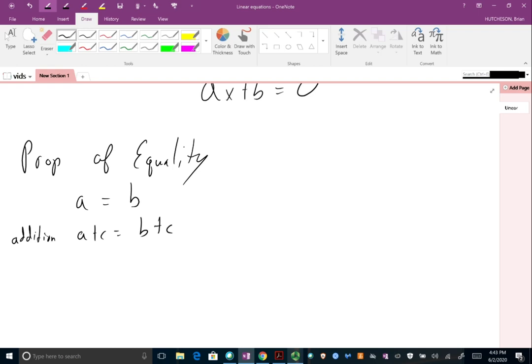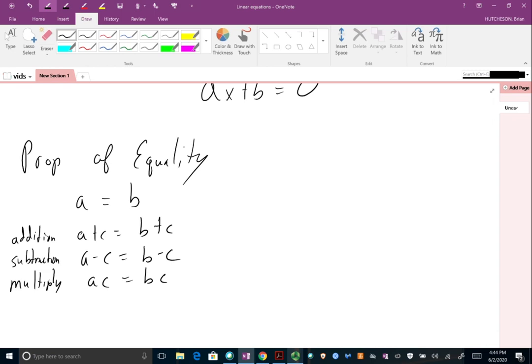Well, if I can add, I can subtract, right? So we have subtraction, which says if you subtract from one side, you better subtract from the other side. It keeps everything in balance. We can multiply. I can do A times C. So I still have the A and the B, and I multiplied each side by C.